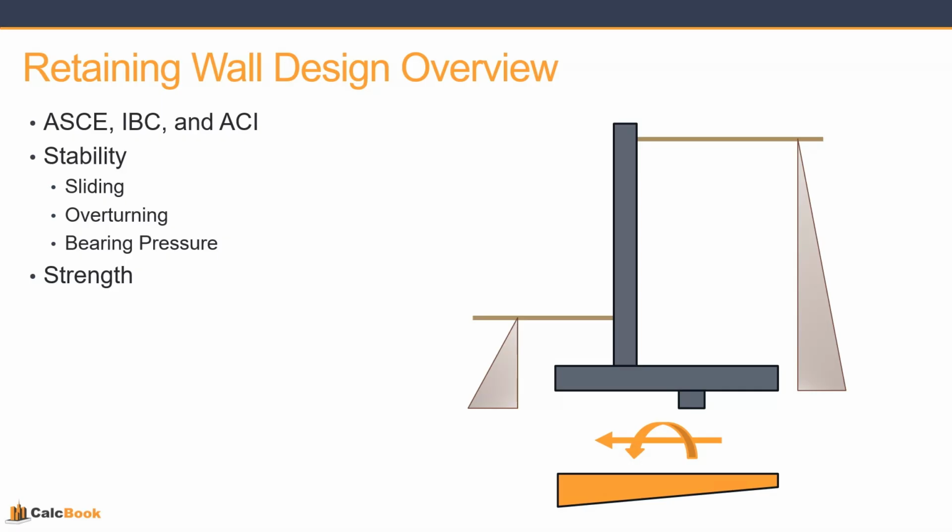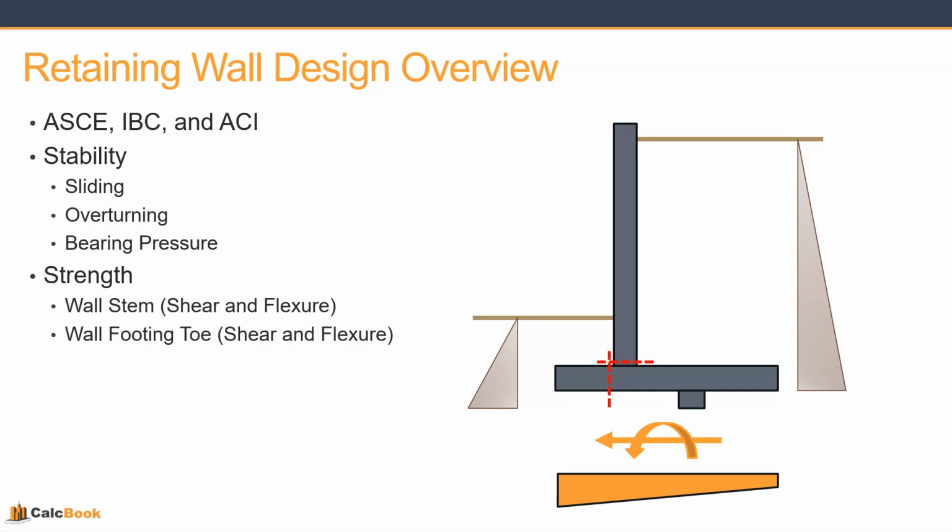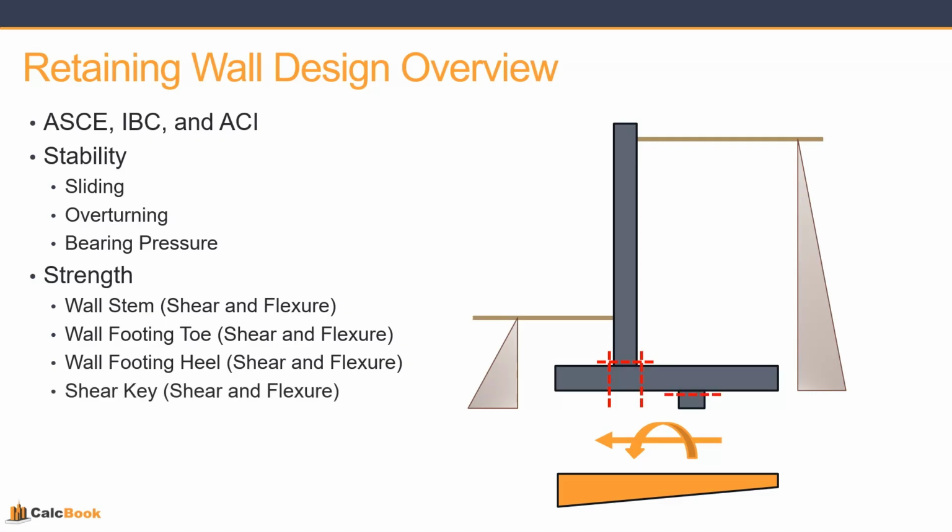And then for strength, that's going to come from our ACI calculations, right? That's going to be the wall stem, both shear and flexure, our wall footing toe, shear and flexure, and that's going to be on the bottom face, right? That's where the flexure is going to occur when the wall overturns to the left. And then on the heel, that'll be on the top face for shear and flexure. And then our shear key, if we have one, we will be checking that for shear and flexure as well.